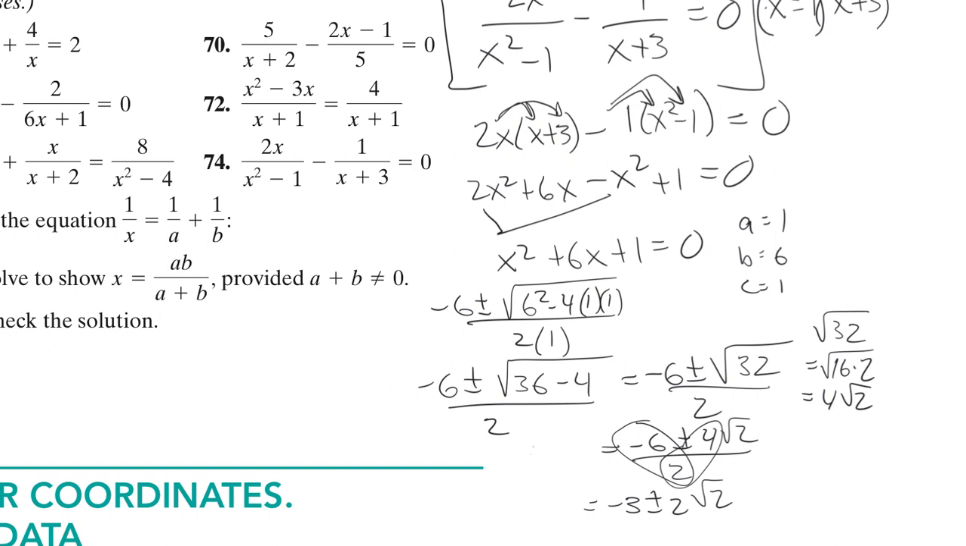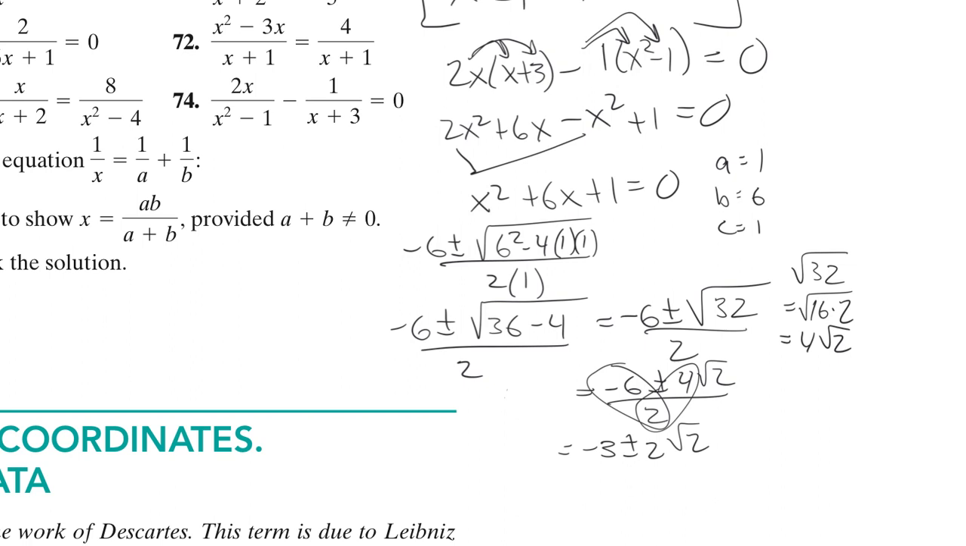Whew. Okay, so let's see where we're at now. I don't really see any restrictions. The only thing is we can't have x be negative 3, and it's not going to be. And we can't have x be 1, and it's not going to be. So both of those solutions work, because we're looking at two solutions now: negative 3 plus 2 times the square root of 2, and negative 3 minus 2 times the square root of 2.